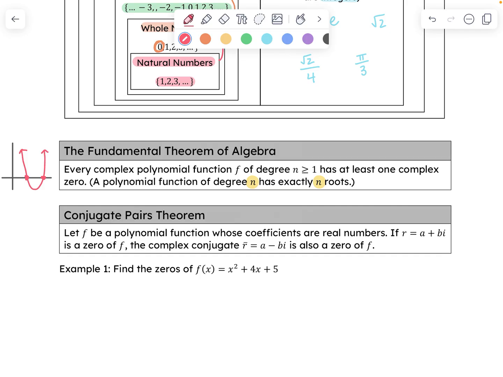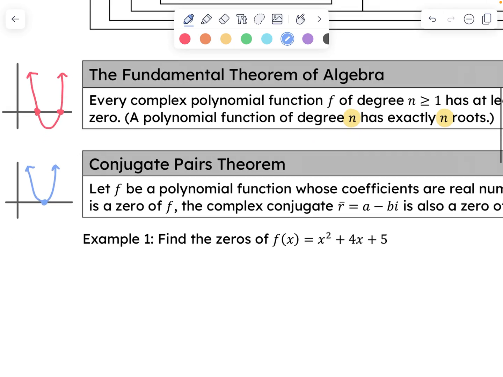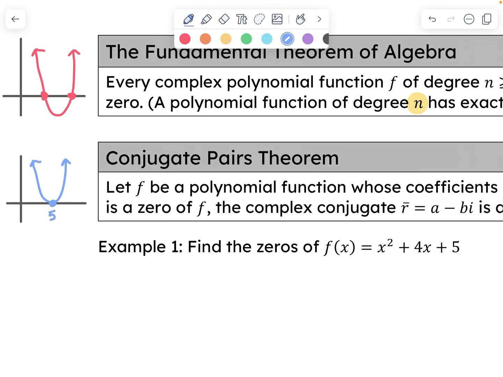Another option is that we could have our quadratic and it only touches in one place. It kind of bounces off the axis. So let's say that it touches over here at 5. Remember, if it bounces, we talk about roots having multiplicity. If it bounces like that, it means it has a multiplicity of 2.